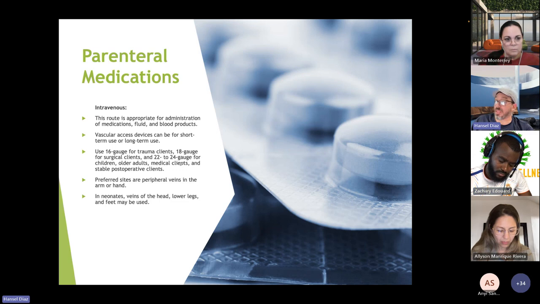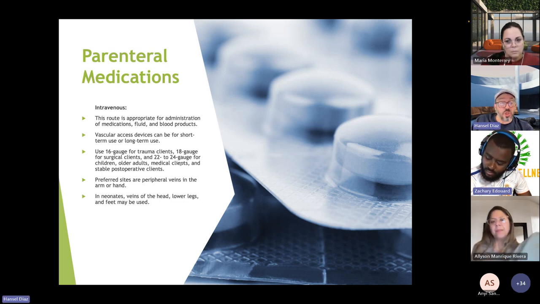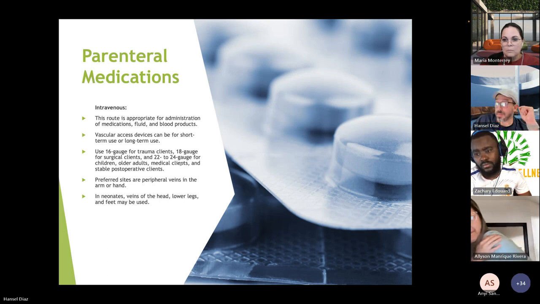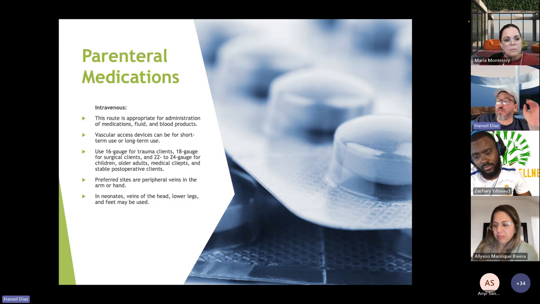use a huge needle, 16. For trauma and surgical clients, huge needles, 16 and 18. Why? Because a surgical client might need a blood transfusion during surgery, so you need a very big vein. 22 to 24 for children, older adults, medical clients, some patients who are not going to be there for a long time. That's just a small vascular access just to do something, and after that, you get rid of it.